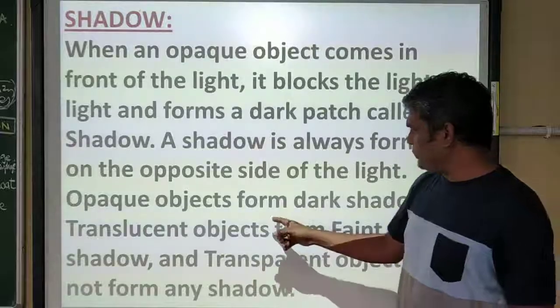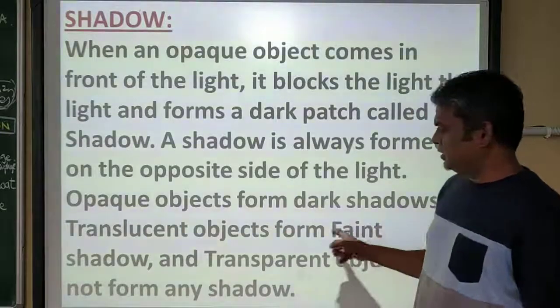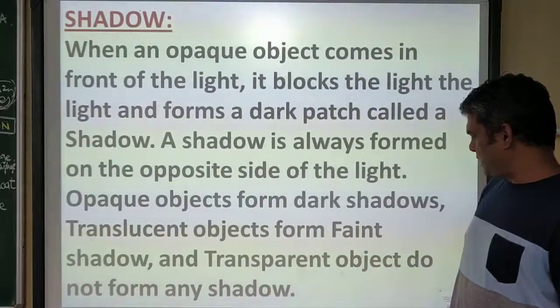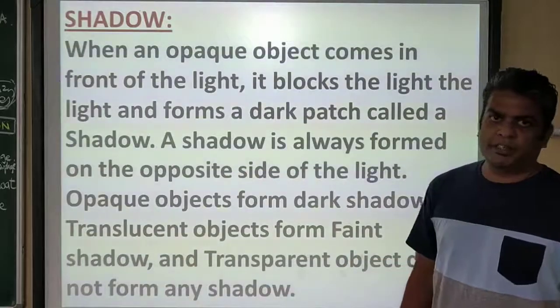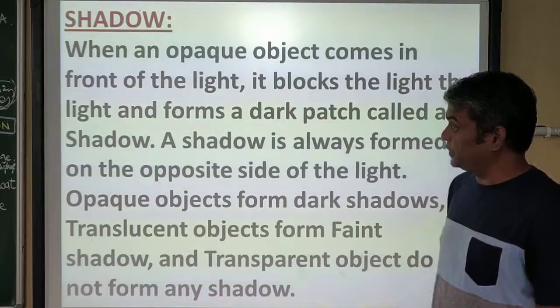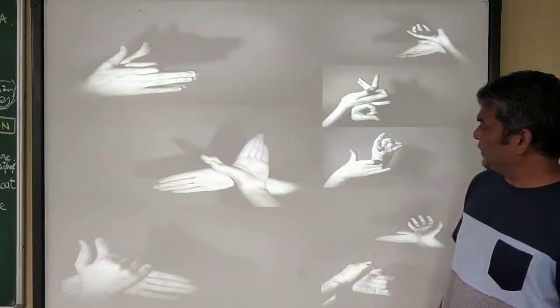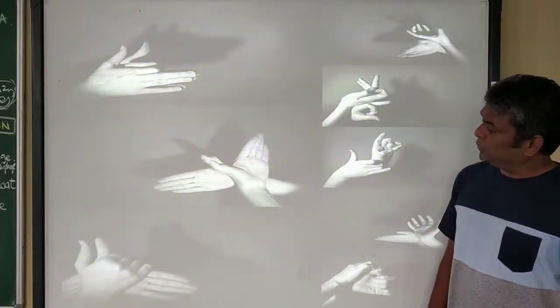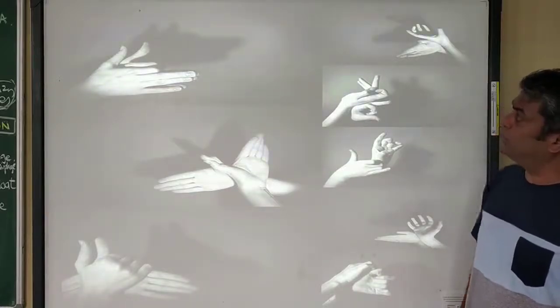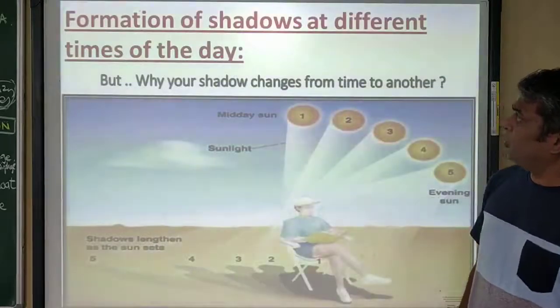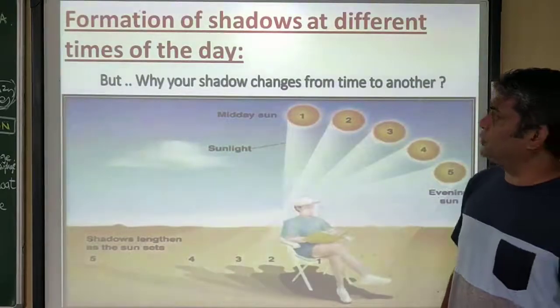Okay? Opaque objects form dark shadows. Translucent objects form faint shadows and transparent objects do not form any shadow. So these are the points which you need to remember about shadows. Here you can see different types of shadows that you can make with your hands at home. Then, formation of shadow at different times of the day.